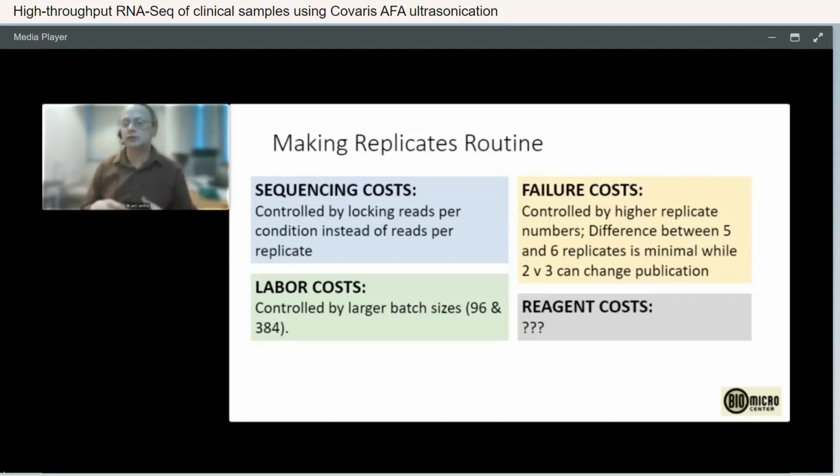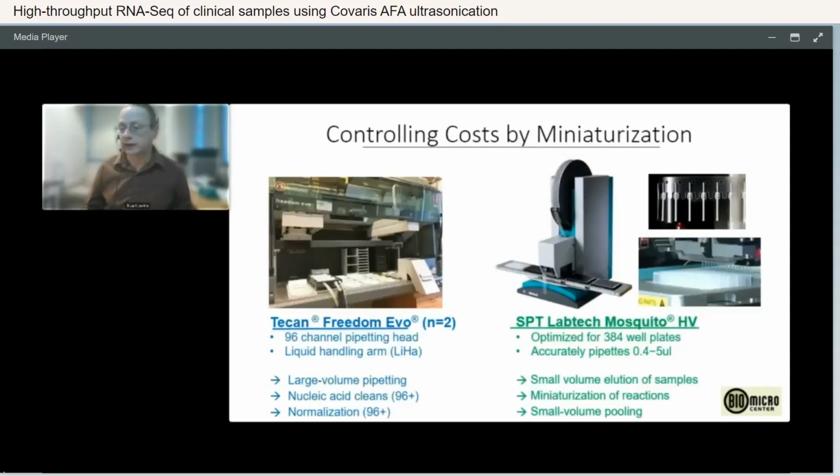We're able to just ignore the failed samples and continue on. So that leaves the final problem, which is reagent costs. And this is where we bring in miniaturization. So we do use some automation in this process. We use a classic automated liquid handler, the TECAN Freedom EVO. We have 2 of these.